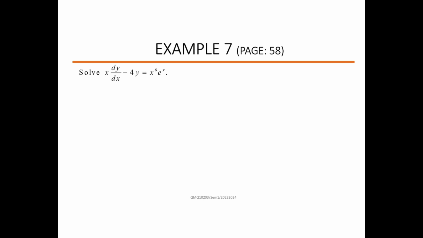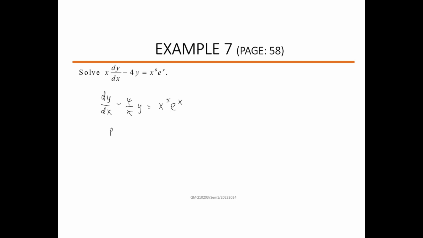Alright, example number 7. Solve x dy over dx minus 4y equal to x to the power of 6 e^x. So this is a linear equation but not in standard form because we have a coefficient in front of dy over dx. So divide everything by x. So we have dy over dx minus 4 over x y equal to x to the power of 5 e^x.